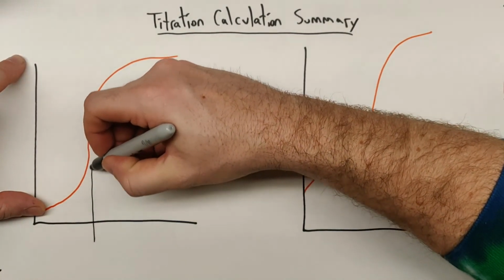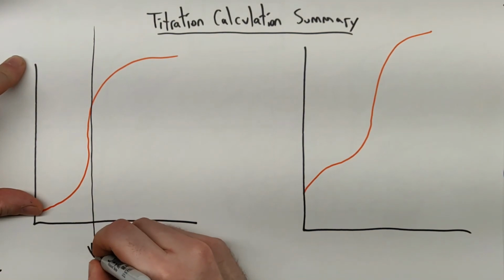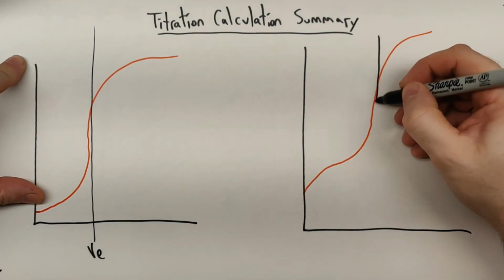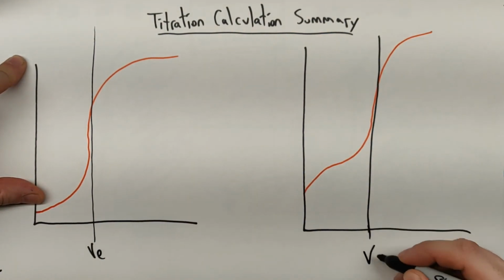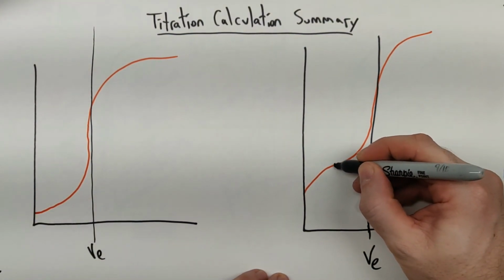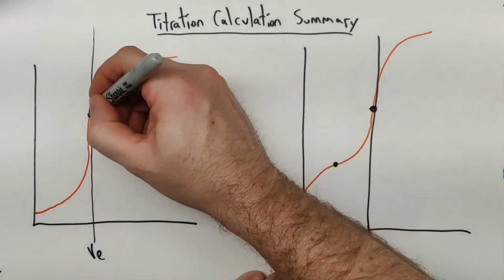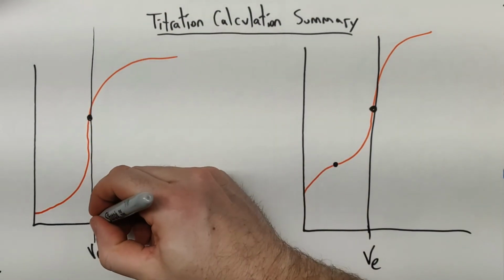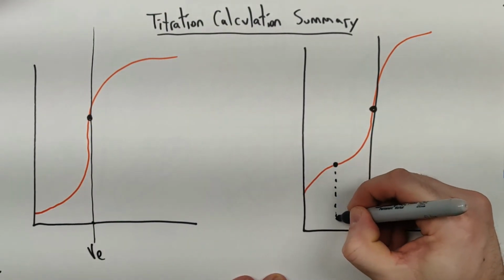I'm going to draw in this line right here. This would be the volume at the equivalence point. I'm going to draw in this line right here. That would be our volume at the equivalence point. On this graph also we have a very important point. We'll just call that our equivalence point, and that is halfway to the equivalence point.